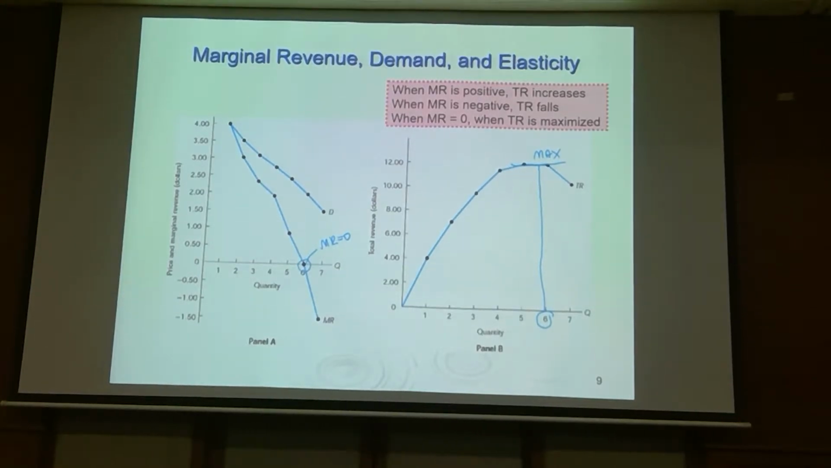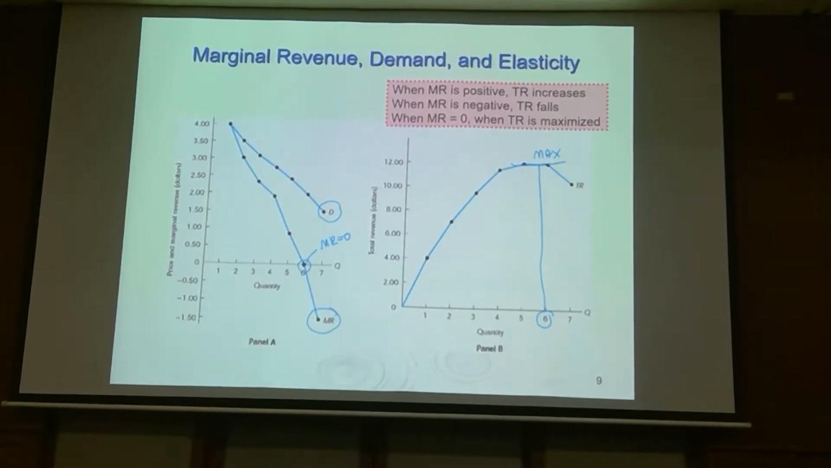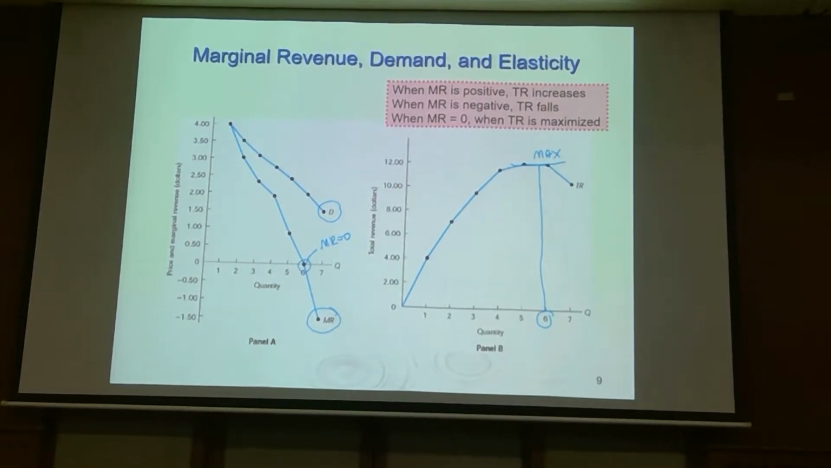Does anyone have an idea why demand is downward sloping and marginal revenue is also downward sloping? Did I tell you during the pre-term? I don't remember. No, okay. Let's see. That is our demand curve, and this is our marginal revenue curve. Normally when demand is downward sloping, marginal revenue is going to be downward sloping as well, and the slope of the marginal revenue is going to be twice as steep as the demand curve. So let's see why.